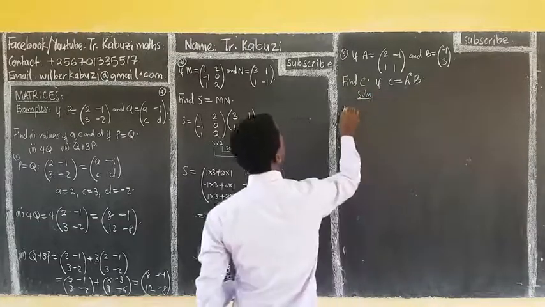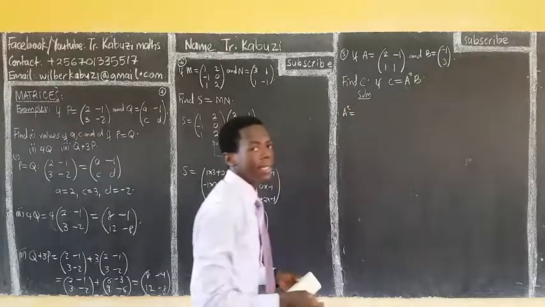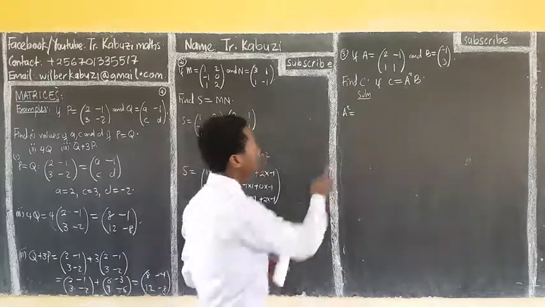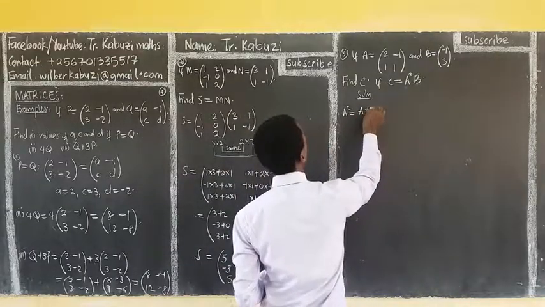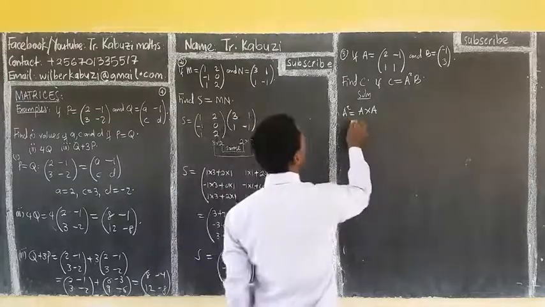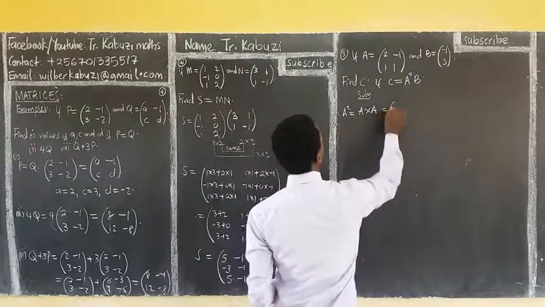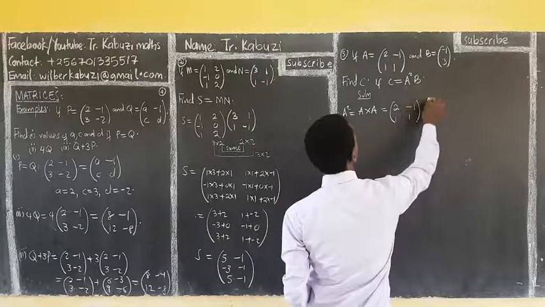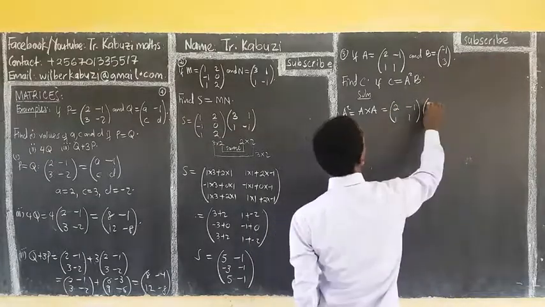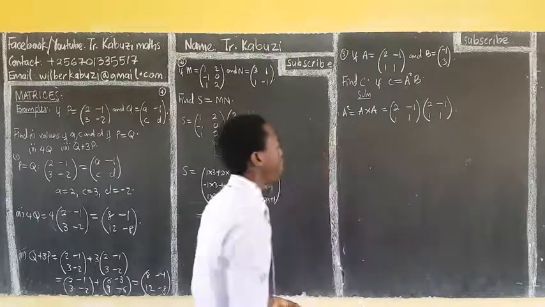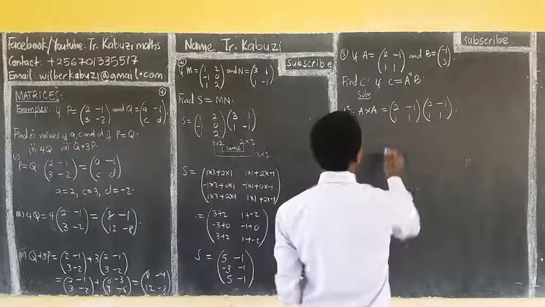First of all, we get A squared. What is A squared? We shall see a simple method of getting A squared in future, but for now, we say this is A times A. A squared means A times A. So then we put what our A is. Our A is 2, then again A. Then from there, we can easily multiply.